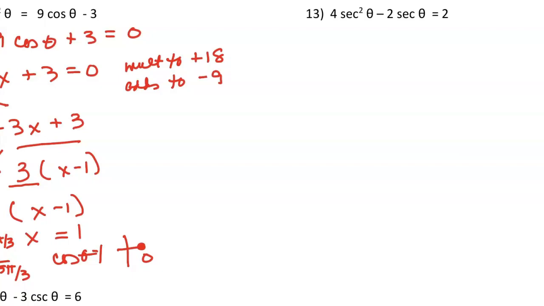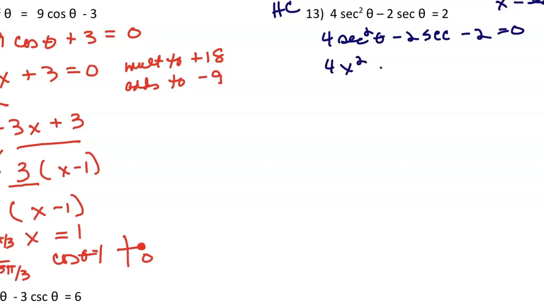I'm not going to panic. I'm just going to handle that the same way I've handled sine and cosine. It is a trinomial, so I'm going to do my factoring. This is going to be hard factoring again because the leading coefficient is a 4. Okay, so I'm going to switch over to my x's, right? I'm going to say my x this time equals secant theta. So this is going to be 4x squared minus 2x minus 2 equals 0.